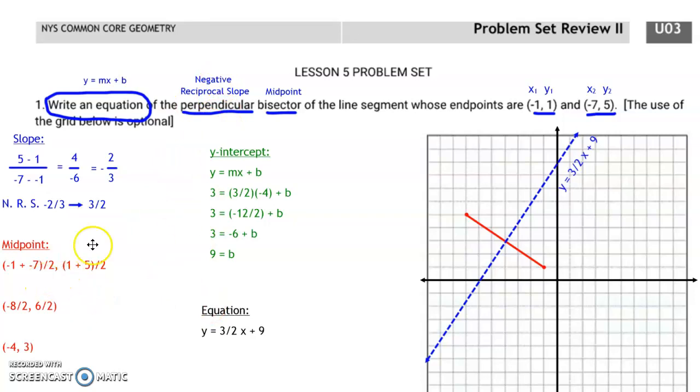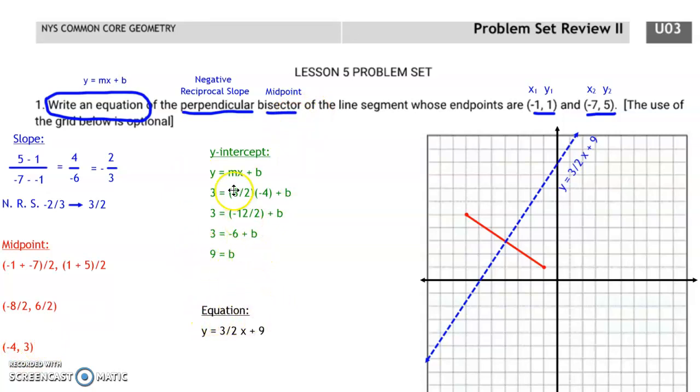Then we found the midpoint. The midpoint formula is something that you just need to remember. It's a very simple process of adding the two x's and dividing by 2, adding the two y's and dividing by 2. We're doing the same thing over and over again. Then finding the y-intercept, recognize we're substituting the slope from our calculation of negative reciprocal slope, and we're substituting in the y value and the x value from the midpoint. Why are we using the midpoint? Because it says bisector. We eventually get b is equal to 9.